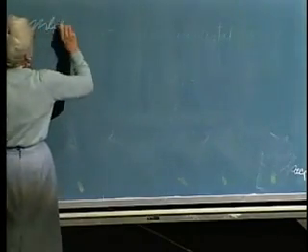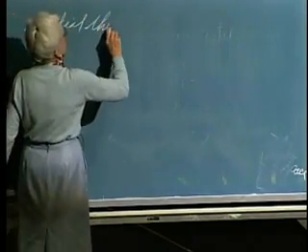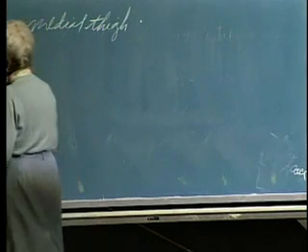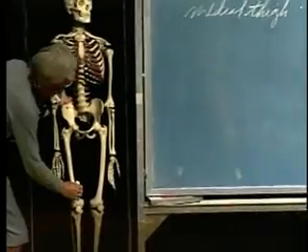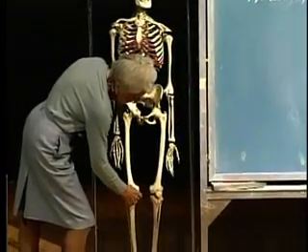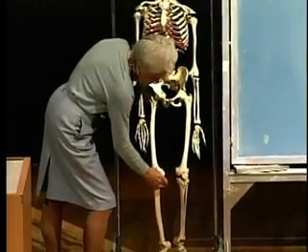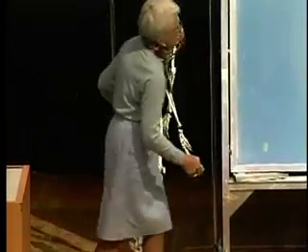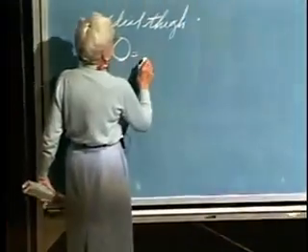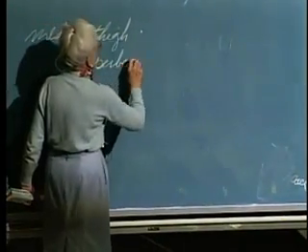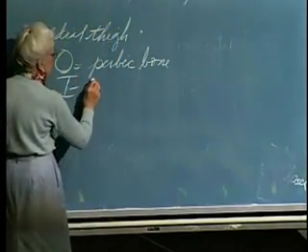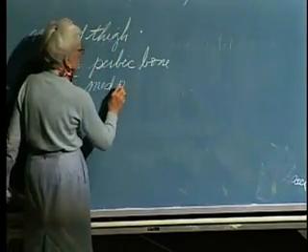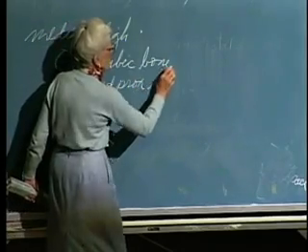Medial thigh. So the medial thigh muscle will be coming from the pubic bone, coming down to the medial proximal tibia. We're originating at the pubic bone, and we'll insert down on the medial proximal tibia.